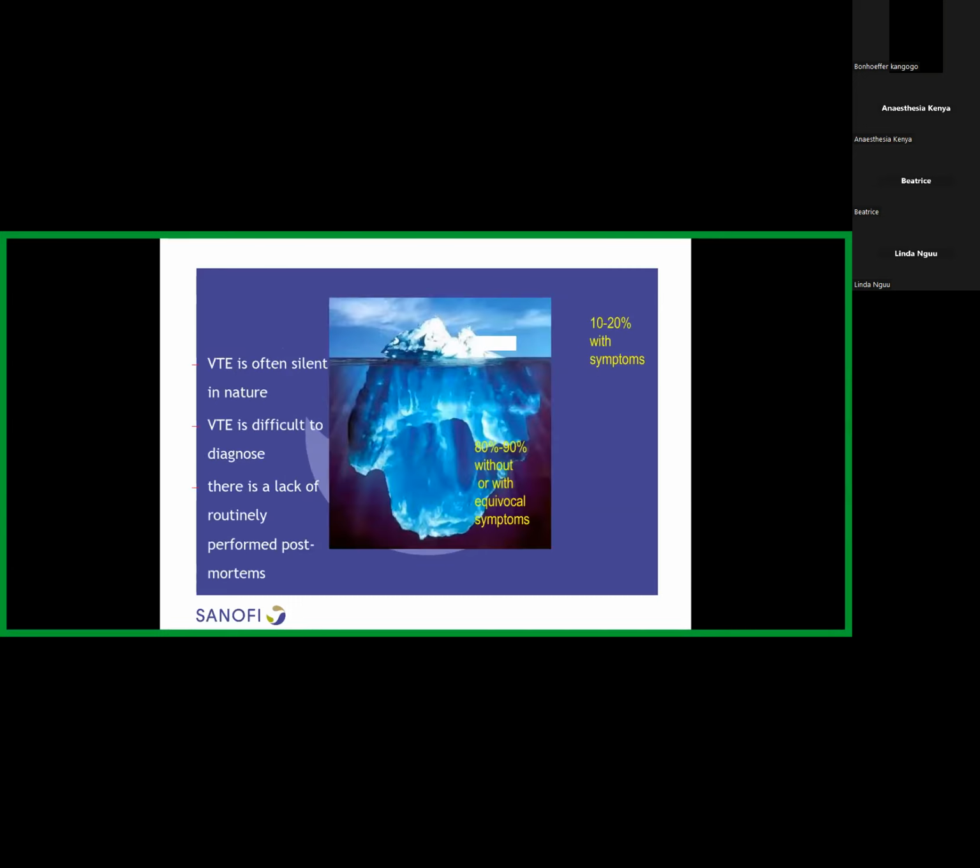So VTE is often silent in nature. As you can see from the previous cases that were presented, those patients did not present with any symptoms. This can be seen quite well in this form of an iceberg, where only 10 to 20% show symptoms and 80 to 90% are usually without symptoms. Therefore, it is usually difficult to diagnose, as there is a lack of routinely performed postmortems. So most of the time we might miss the deaths that are caused by PEs, and we are not able to know how many patients are lost to PEs unless we do postmortems.